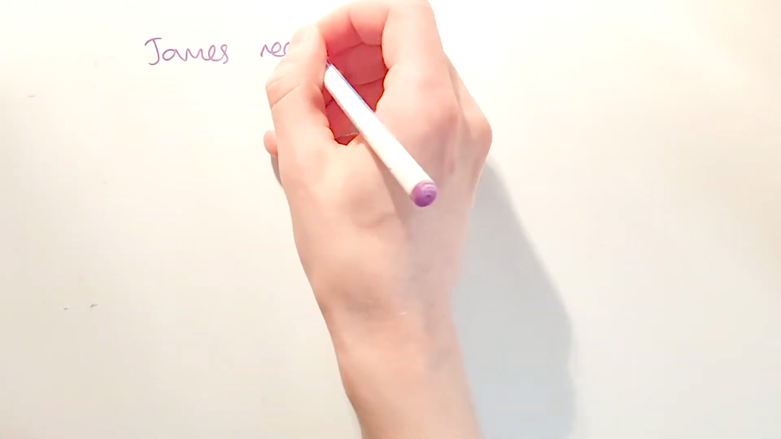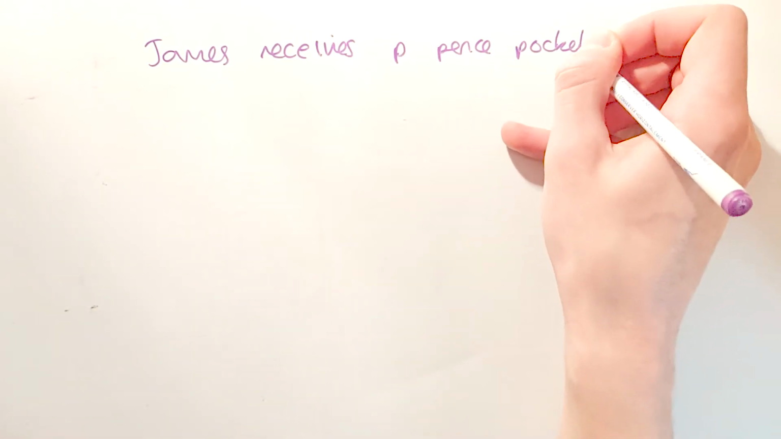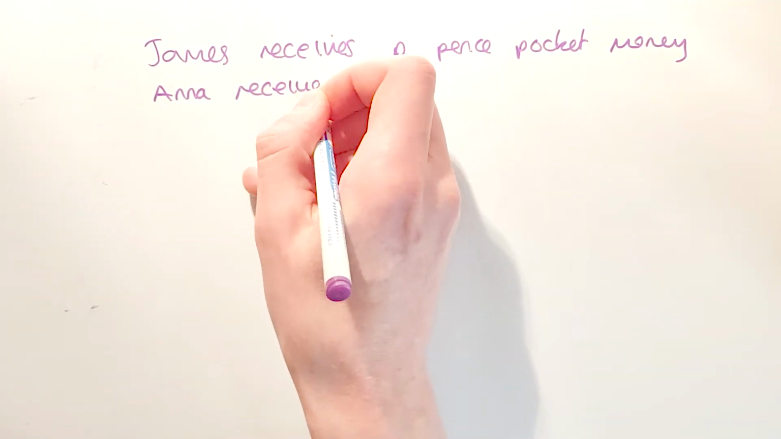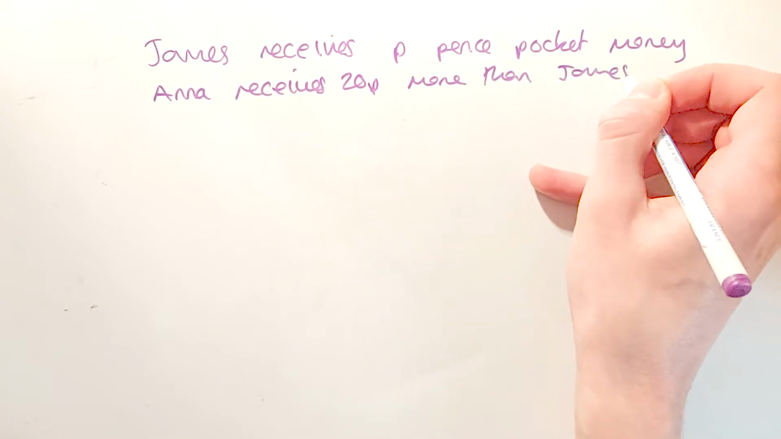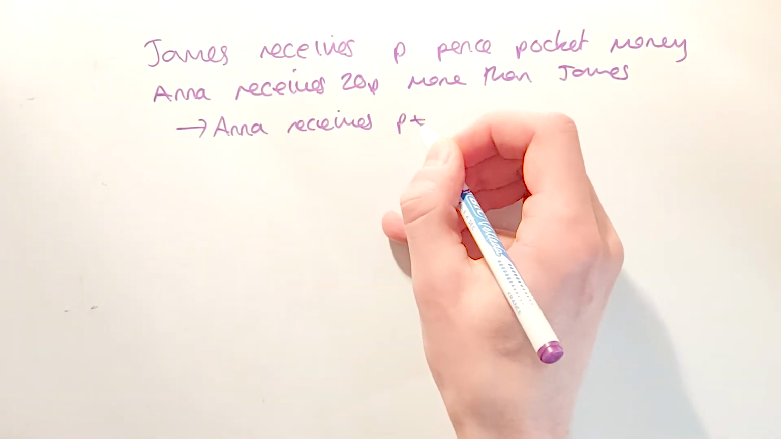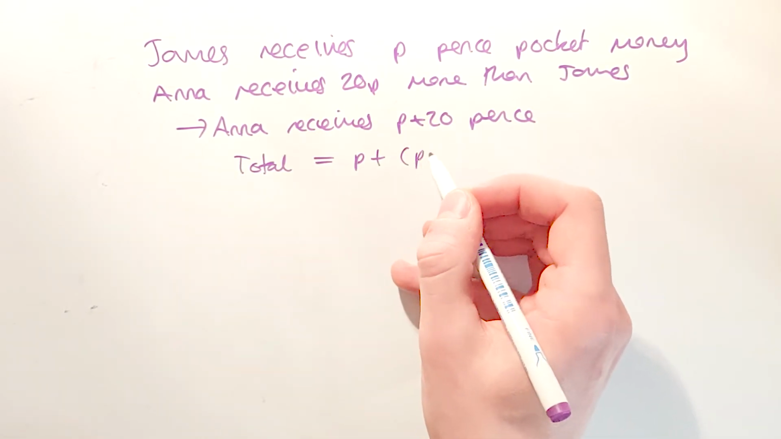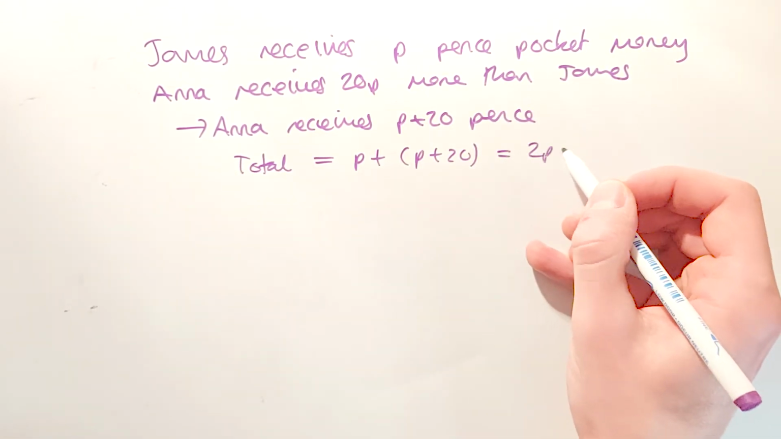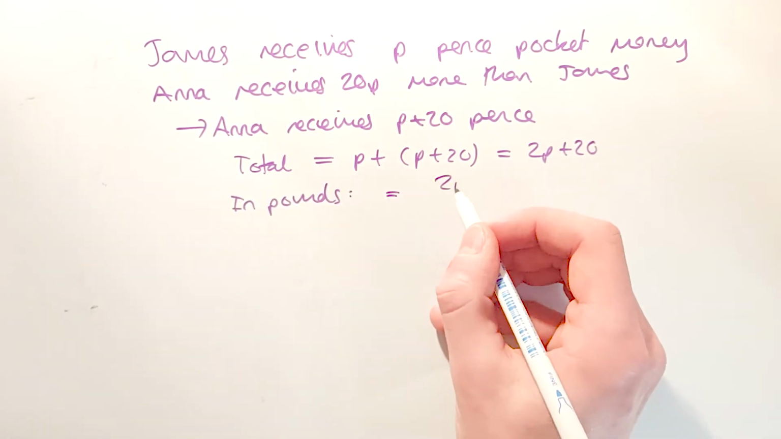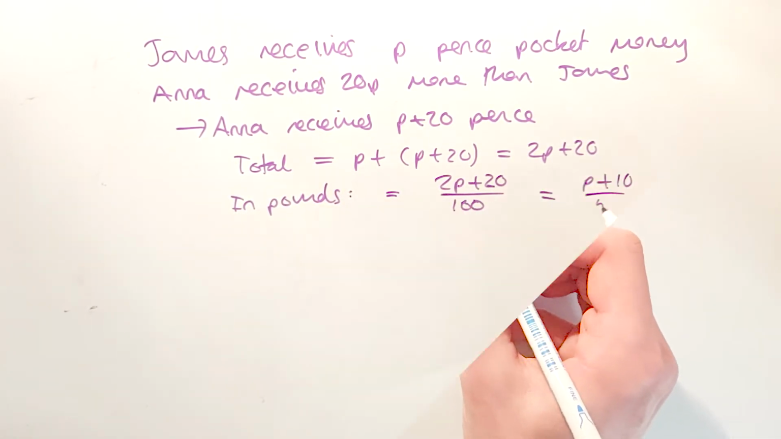Let's say James receives p pocket money per week, but Anna receives 20p more than him. Let's find an expression for Anna's pocket money first, and then we can add them up to find the total amount of pocket money received. Let's say that the question asks for the answer in pounds. We can divide through by 100 to get this. Then we can simplify our expression a bit to get a nicer answer.